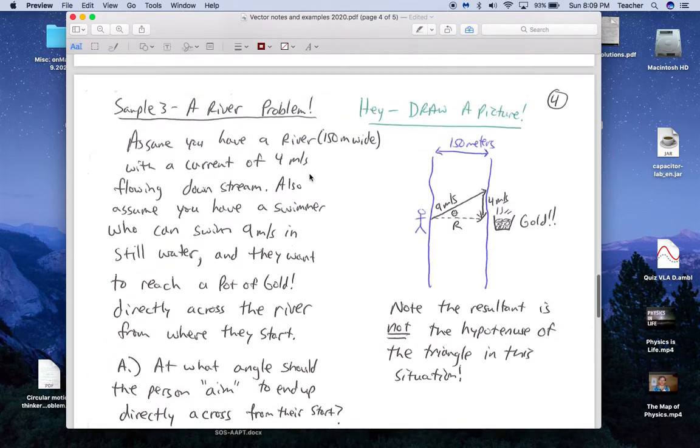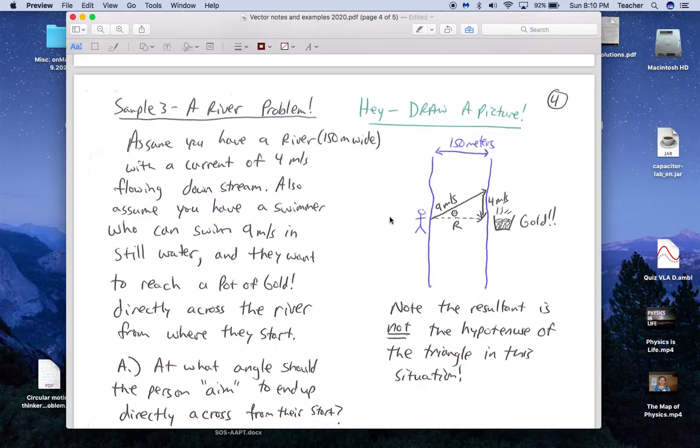So let's say you have a river, and it's 150 meters wide. Notice I've drawn it in blue. And it's got a current going downstream at 4 meters per second. So that's being drawn as south. Let's say that you have a swimmer who can swim 9 meters per second in still water, and that is ridiculously fast. That's like across our classroom in 1 second.